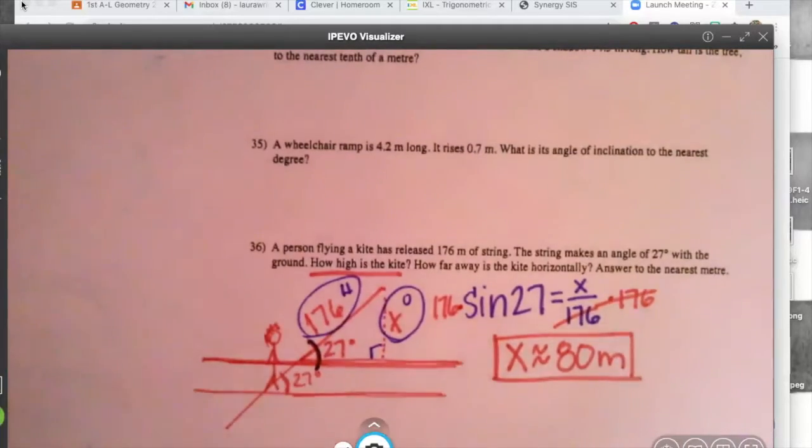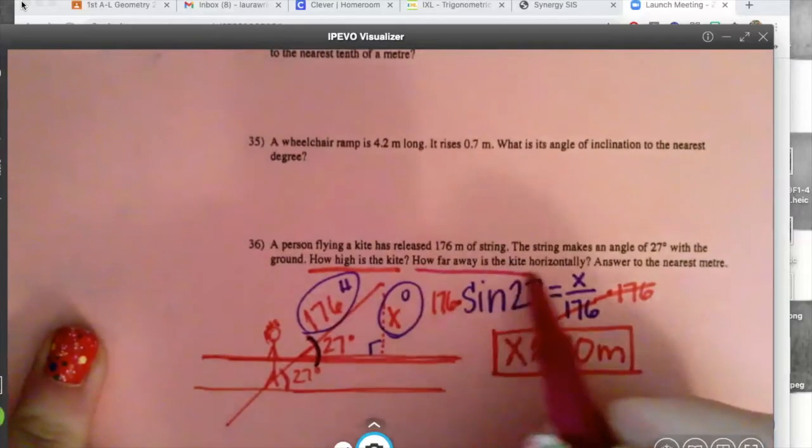Okay, so that was the first question. It actually asked us 2 questions. Second question is, how far away is the kite horizontally?